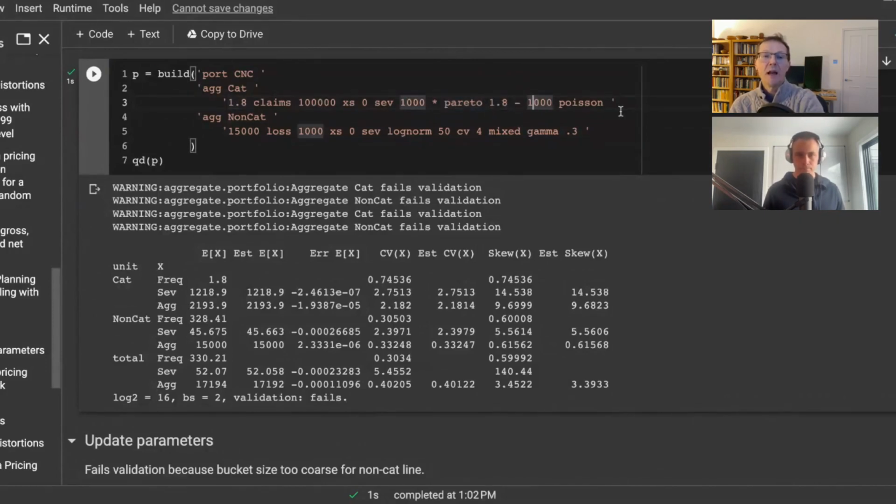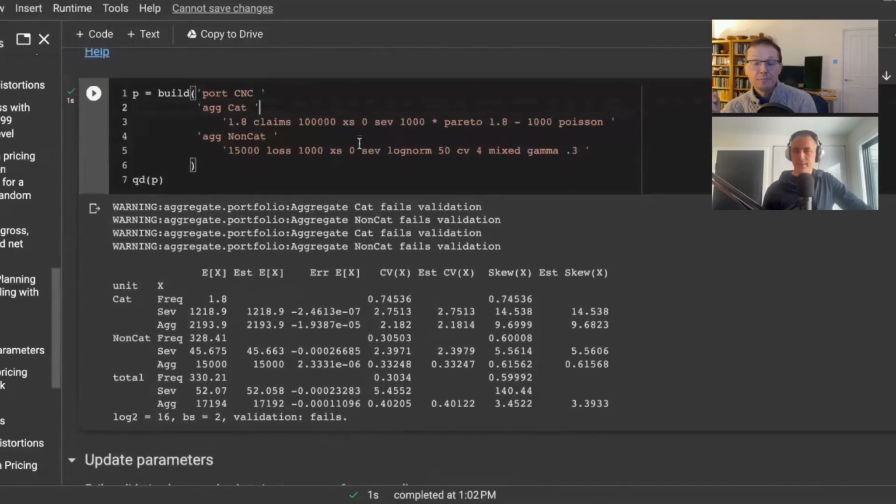And then the non-cat line is a lot more of that. There's 15,000 of loss. It's 1,000 x is 0, so like a $1 million policy limit, and it's the same severity curve, log normal with a CV of 4 that we used. And then it's got a mixed gamma frequency, meaning it's a negative binomial frequency with some sort of uncertainty about the parameters. So those are two things like the commercial auto that we had before, and it's going to add those up to the total, which will be this portfolio. CNC stands for cat non-cat.